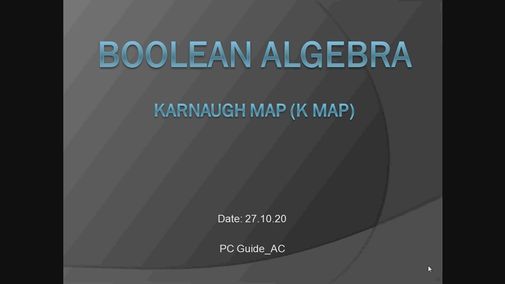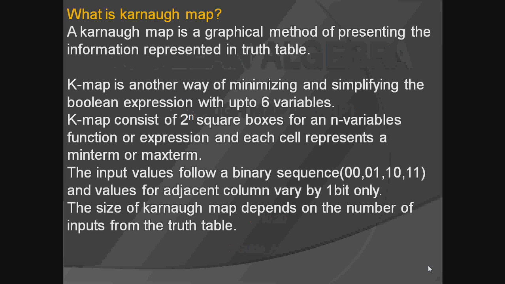Hello everyone, so we are continuing with the chapter Boolean algebra, and today we'll discuss K-map or Karnaugh map. So what is a Karnaugh map? A Karnaugh map is a graphical method of presenting the information represented in a truth table, right?